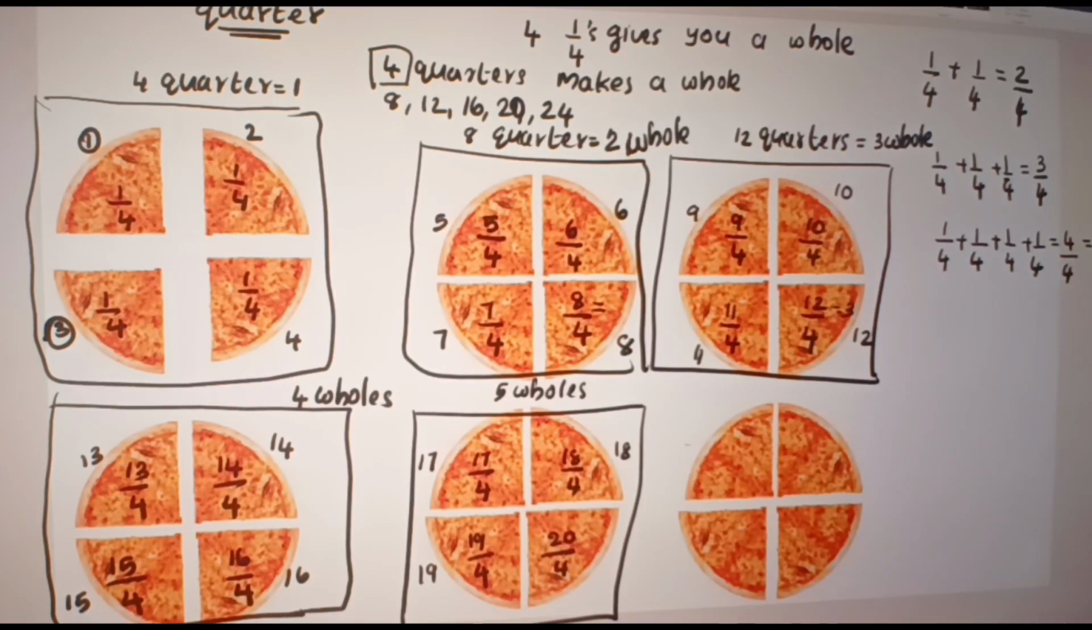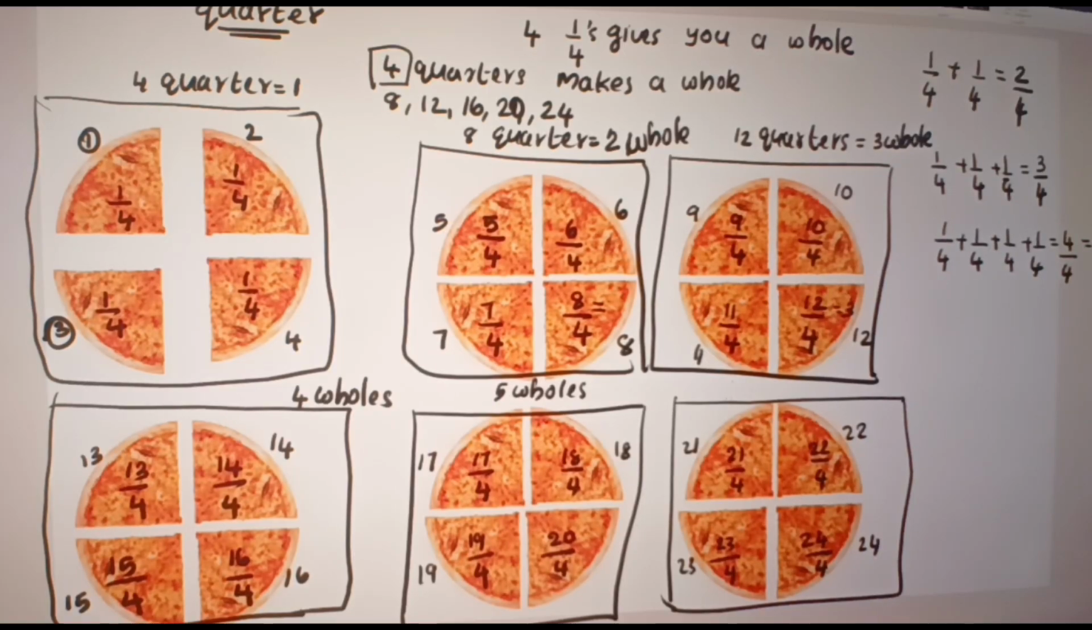Now 21 over 4. 22 over 4. 23 over 4. 24 over 4. So 24 over 4 means 24 divided by 4. So now we have 6 wholes. So 6 wholes are there.